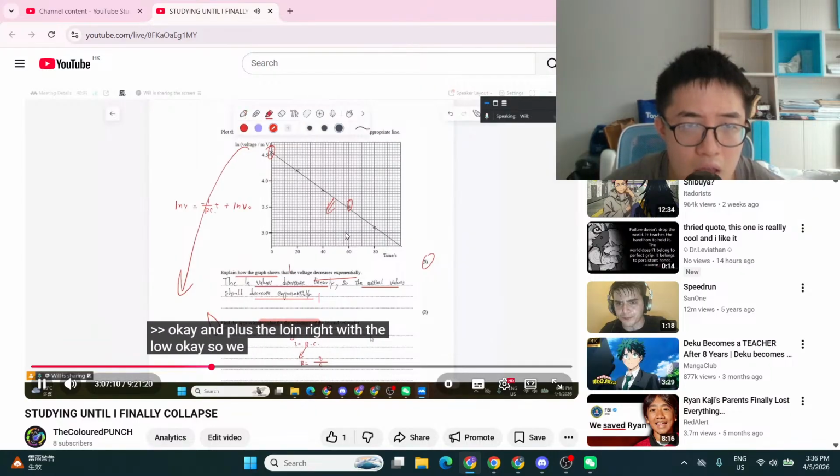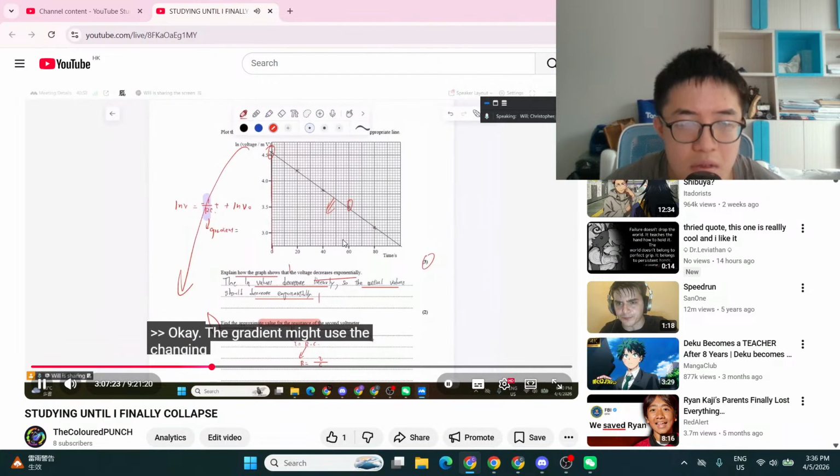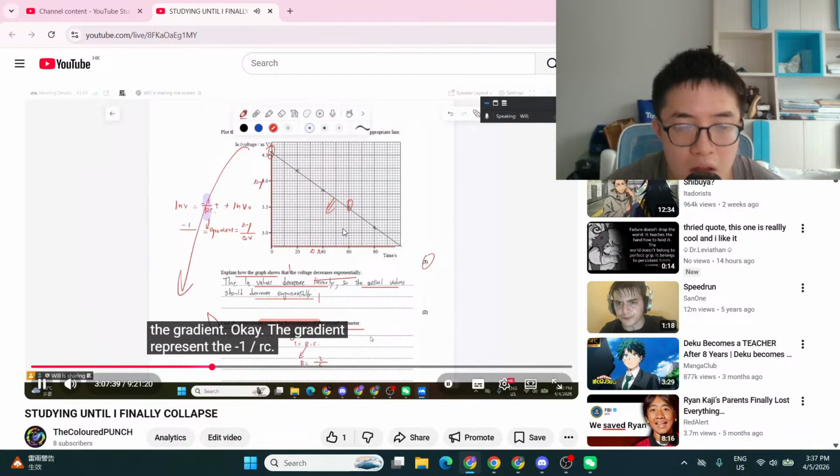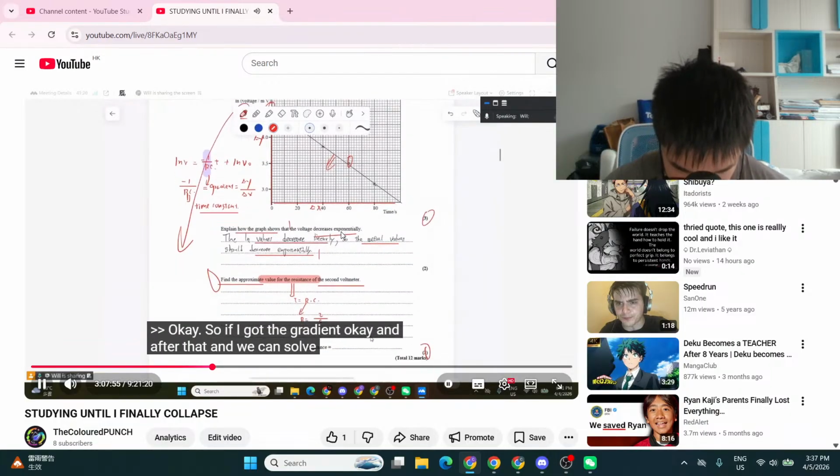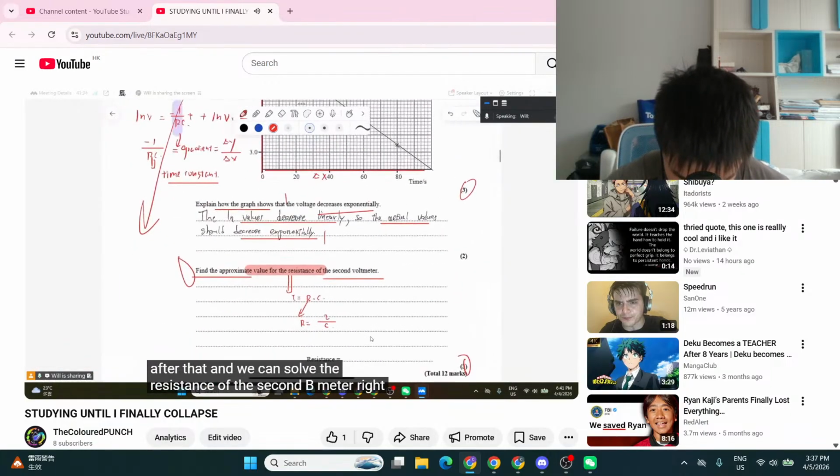So we can use the graph you plot to get the gradient, right? The gradient uses the change in delta y over the change in delta x. Understand that? Delta y over delta x to get the gradient. The gradient represents -1 over RC, where RC is the time constant. So if I get the gradient, after that we can solve for the resistance of the second voltmeter.